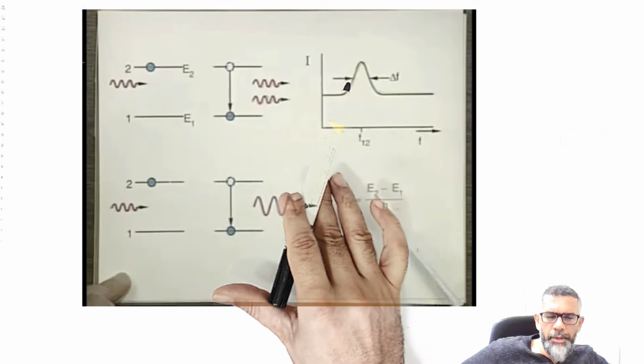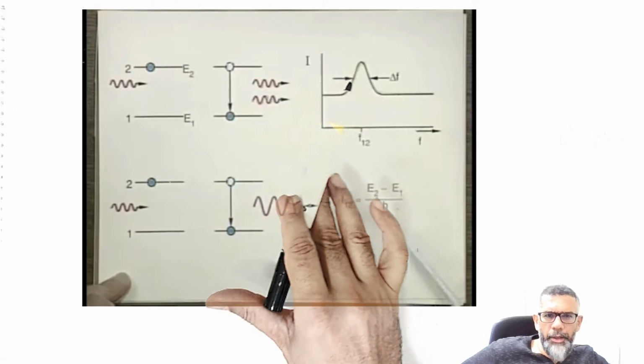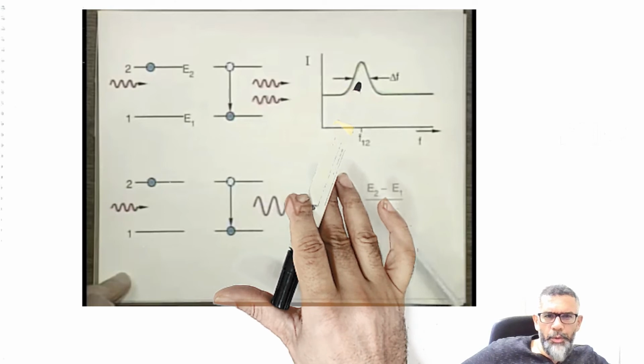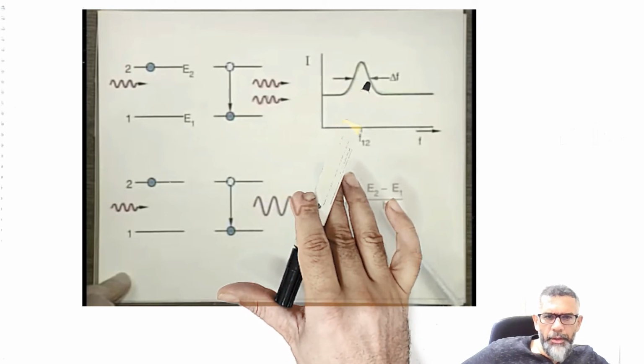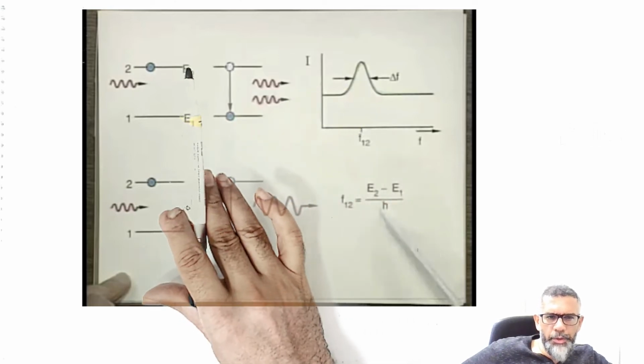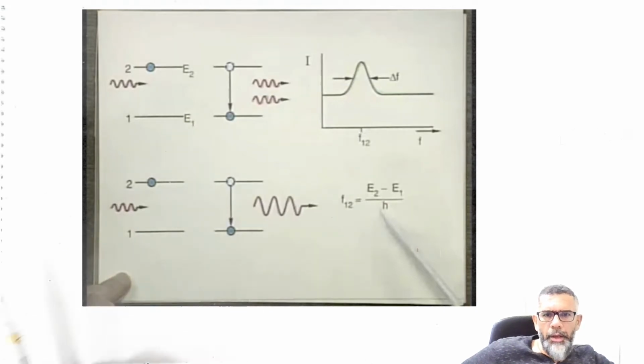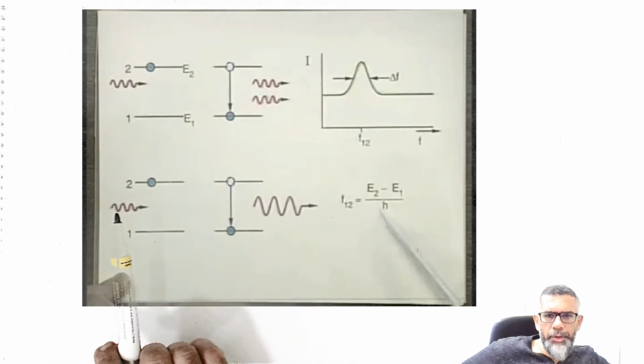That's why we have this bandwidth. Okay, it's also important to know why we have such a bandwidth. That's because of the fluctuations of the energy levels. And this picture shows just the classical picture.